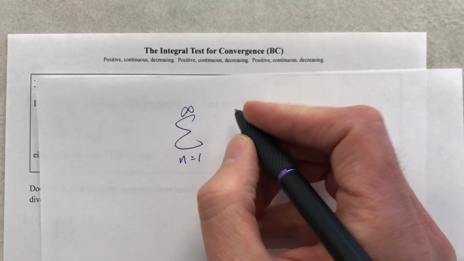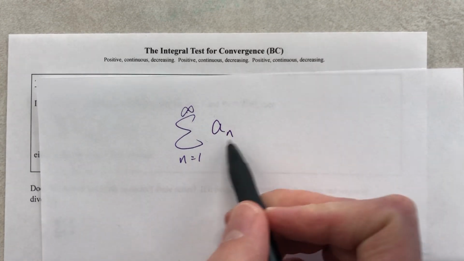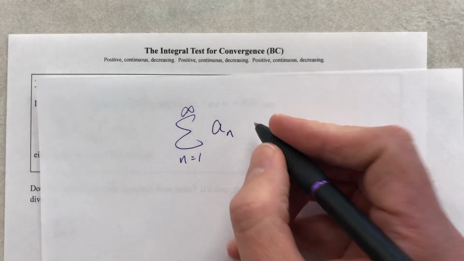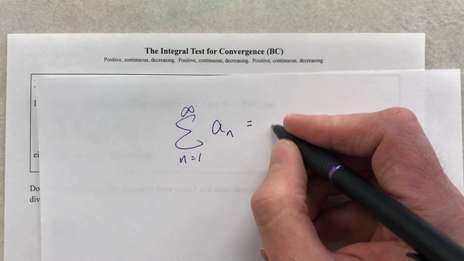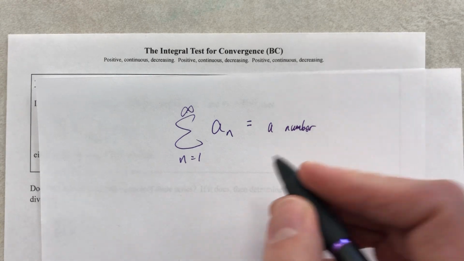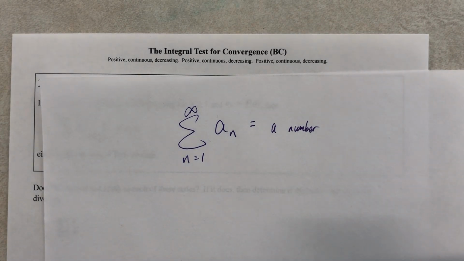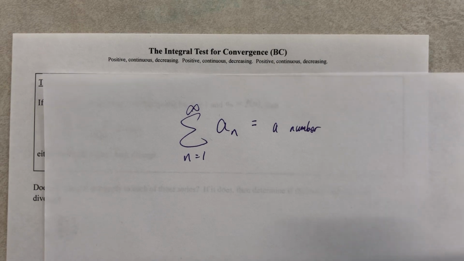Infinite series is what I'm referring to, of some explicit formula, a sub n, and it equals a number. That would converge. But if it equaled infinity or negative infinity or back and forth, some of them alternate, that would not converge, that would diverge. So what we're going to do is determine if a series converges or not.